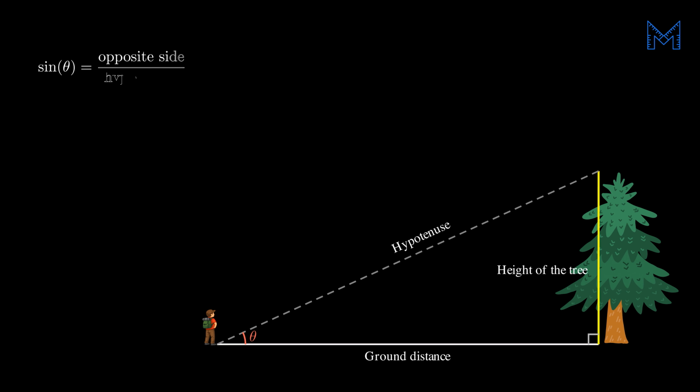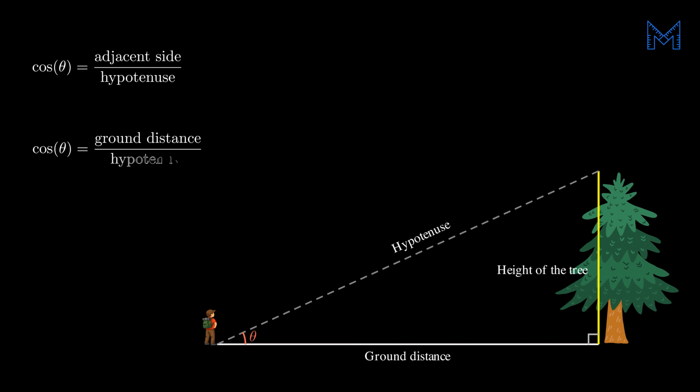Second method, using sine or cosine. The sine of theta is the opposite side divided by the hypotenuse. More concretely, it's the height divided by the hypotenuse. So the height would be equal to the sine of theta multiplied by the hypotenuse. Once again, this is impossible to calculate because the hypotenuse is unknown. And what about cosine? It gives us the adjacent side divided by the hypotenuse, or simply the ground distance divided by the hypotenuse. That doesn't help us at all in finding the height.